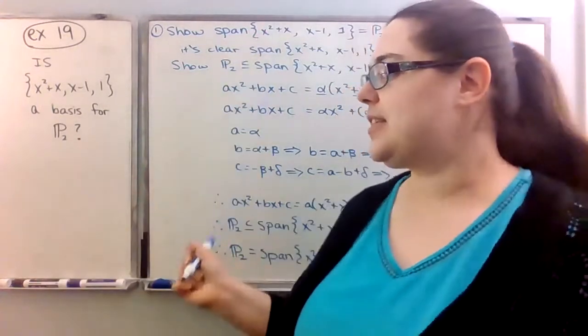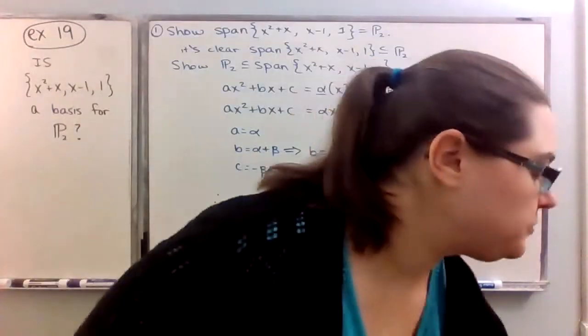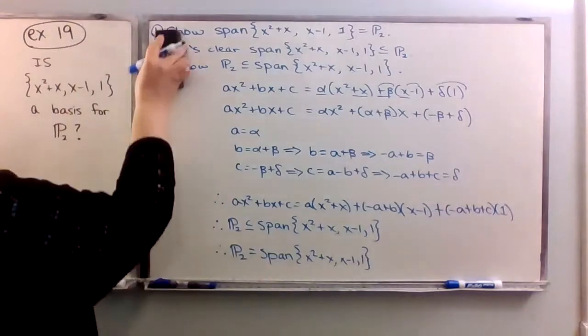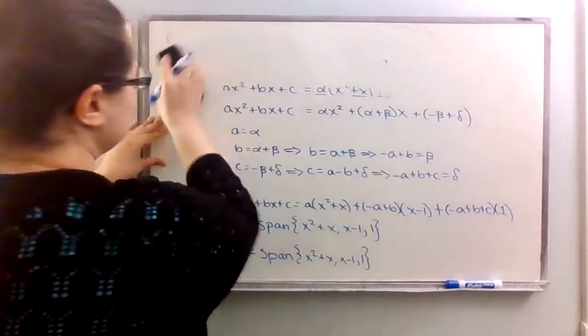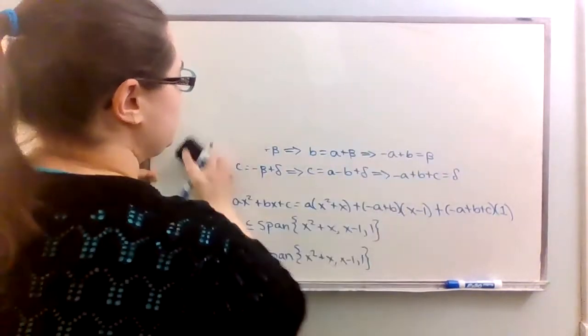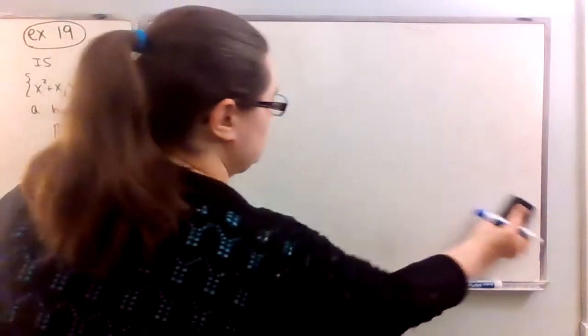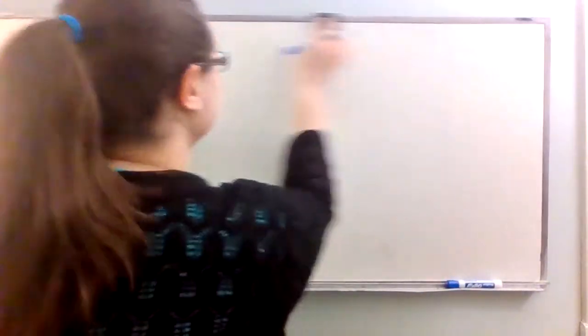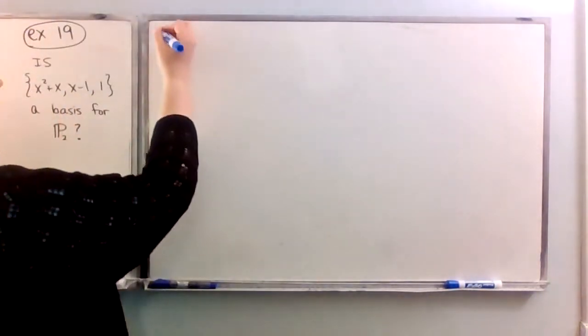So let's erase this and do part 2. Let's see if these are linearly independent vectors. It's a shame all this glorious work being reduced to crumbled dry erase dust here. 2.